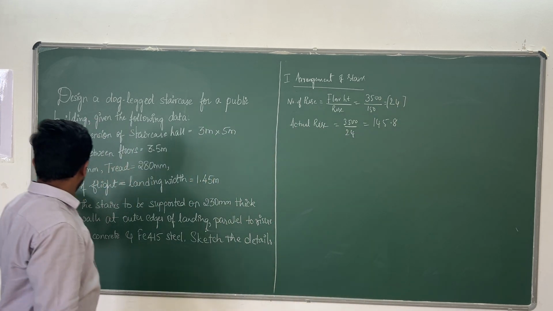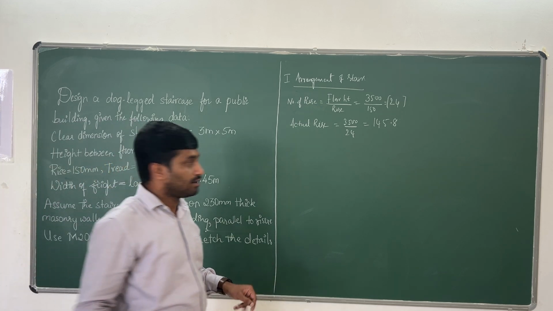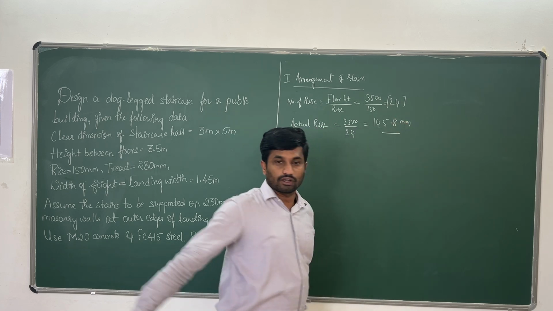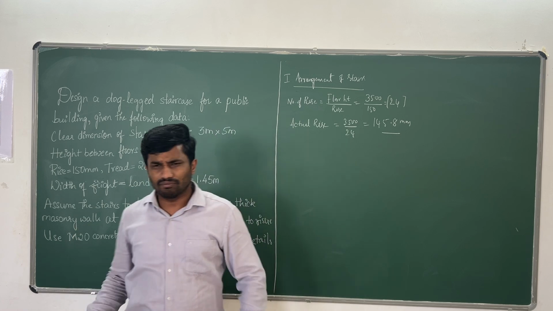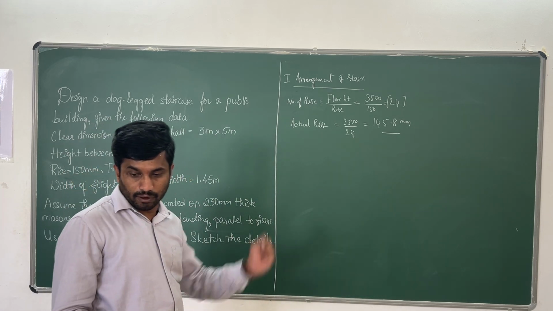145.8. But we have provided 150 mm. Clear? The actual rise is what we are going to provide, that is 145.8 mm, but they have given us 150 mm. No worries. Okay, clear? Next, the number of rise from the flight.